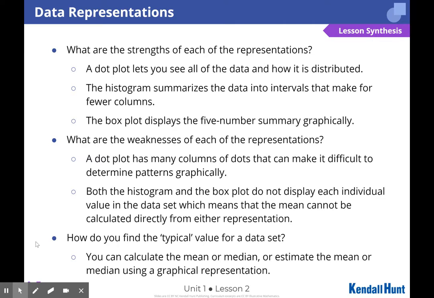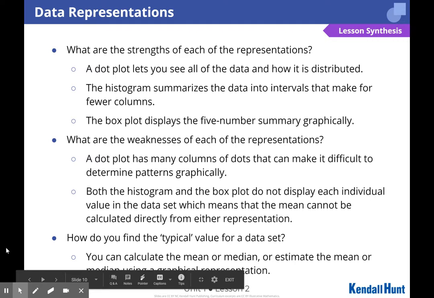So if you're dealing with a large amount of data, sometimes putting it into a histogram and showing intervals will allow someone to easily see the shape and how the data is trending. A box plot displays the 5-number summary. So if you want to know those specific things like the minimum, the maximum, the middle, and talk about parts of data, the quarter 1, quarter 3, a box plot is good for that.